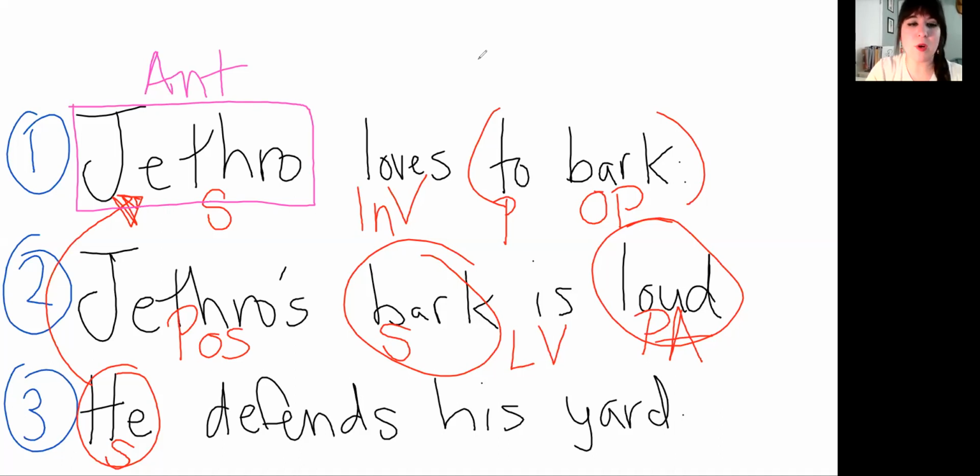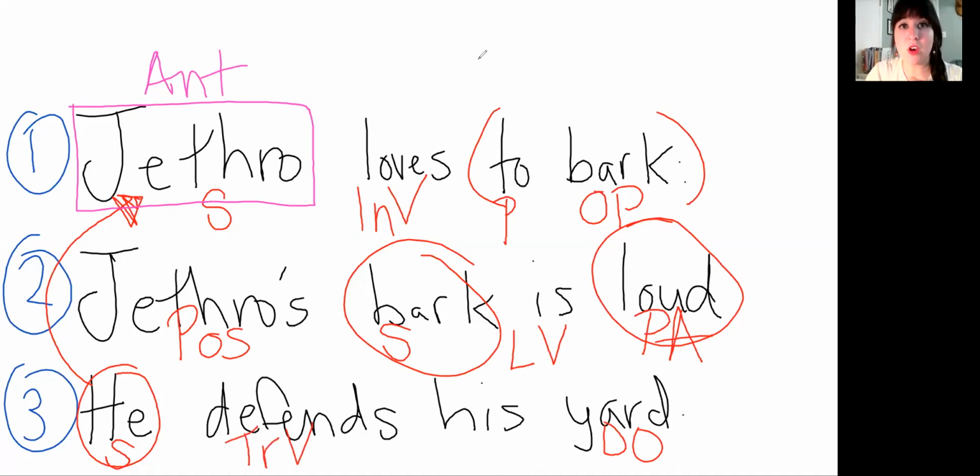All right, now back to our sentence. Number 3, he defends his yard. What is he defending? Yard. Okay, so we can answer the question who or what. So we know that yard is our direct object. Now, he, what is the action he is doing? He is defending, so he defends. So this is our verb. Because we can answer that question who or what, we know that it's transitive.